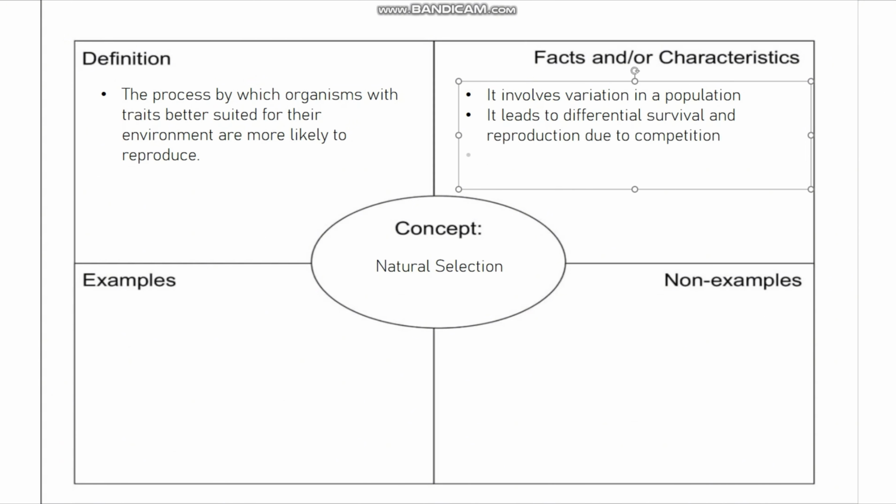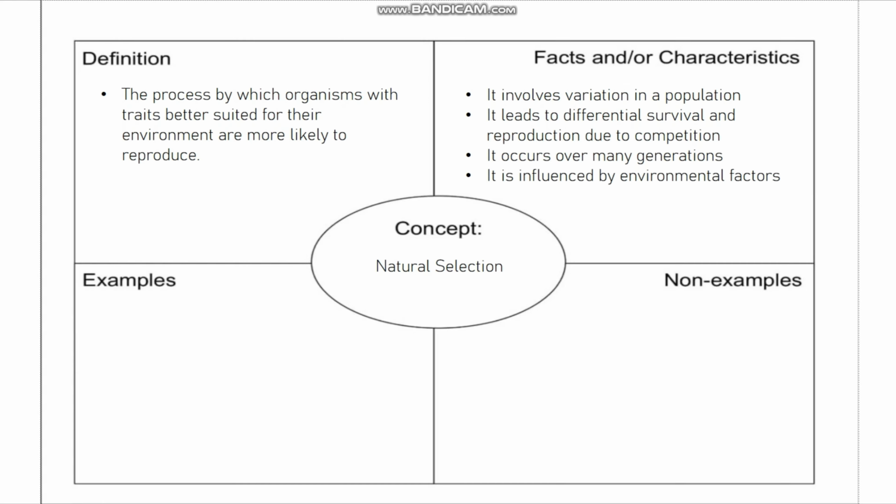And another is that it occurs over many generations. And lastly, another one is that it is influenced by environmental factors. All right, so now we have our facts and characteristics done. So we'll move on to examples. So I will insert another text box with bullet points.